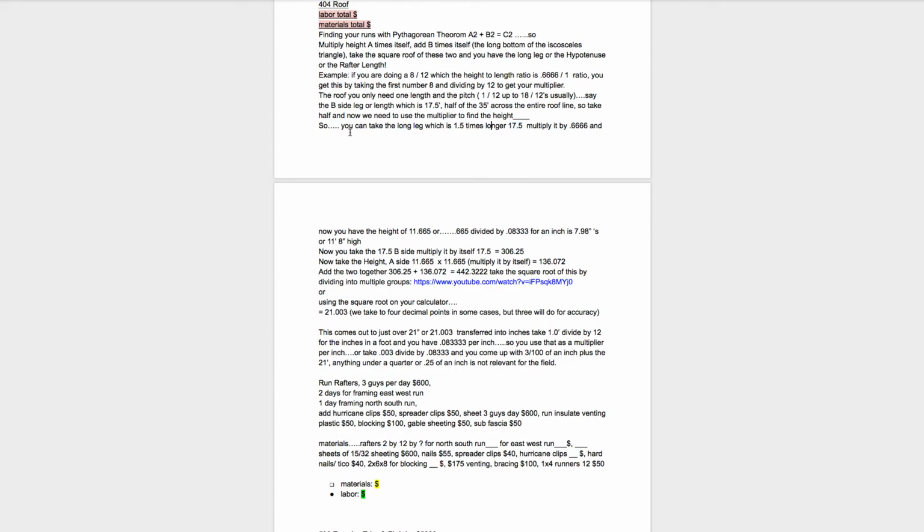So we have 17.5. Multiply it by 0.666, which is our height multiplier, right? And now you have a height of 11.665. If you want to figure that out in inches, it's 11 feet, and then 0.665 divided by 0.0833, which is 12 inches per 1 foot. So that's our multiplier. It's 7.98 inches, or 8 inches. So it's 11 foot, 8 inches high.